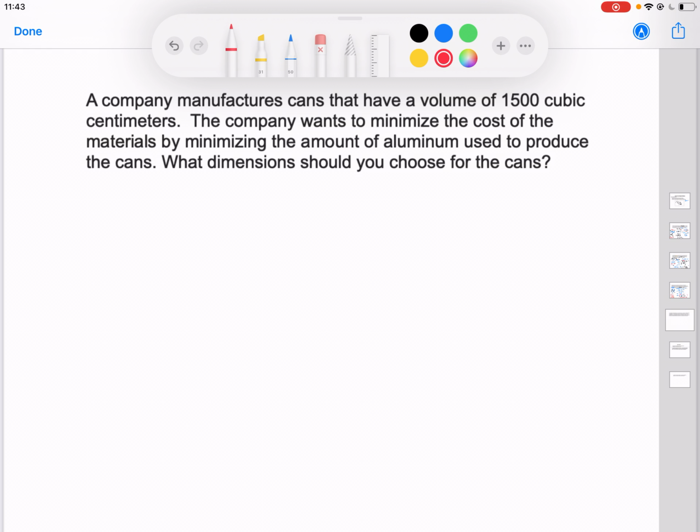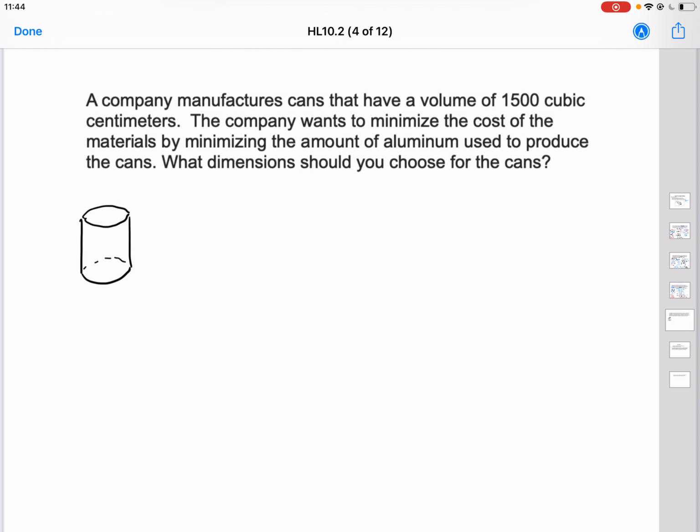So a company is going to manufacture cans. So we've got a can, and cans are cylinders. So I'm going to go ahead and draw a cylinder to visualize this. And the volume is 1,500 cubic centimeters. We want to minimize the cost.